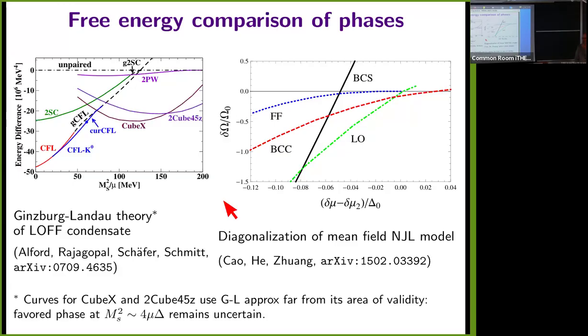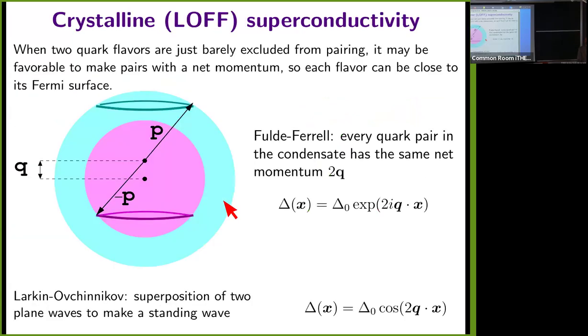Yes. Can you remind me which is LO and which is FF? Yeah, okay, I'll go back for that. Here we go. So Fulde-Ferrell is just the e to the i q x, and Larkin-Ovchinnikov is where you have two of them. So the modulus of the condensate actually gets bigger and smaller and has nodes and antinodes. Whereas Fulde-Ferrell is just a phase modulation.